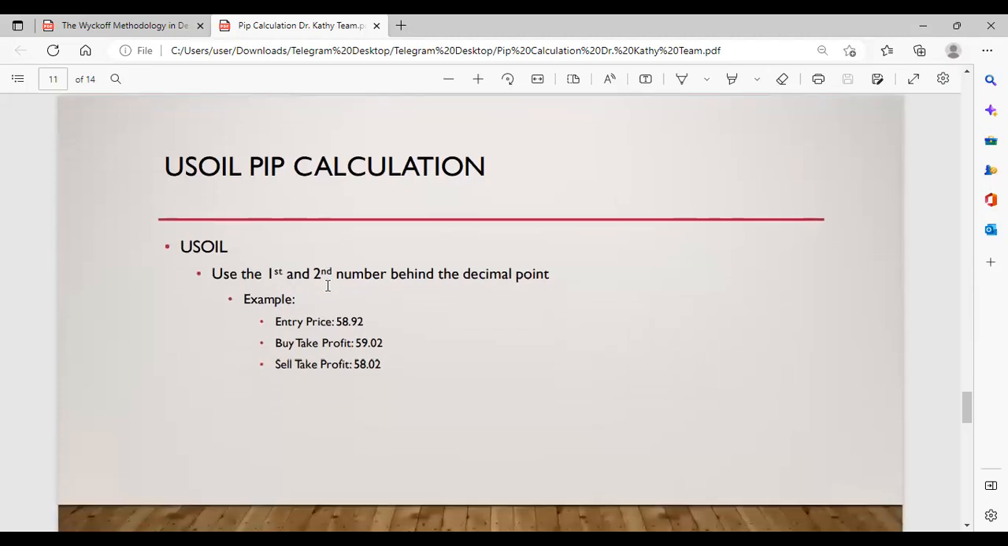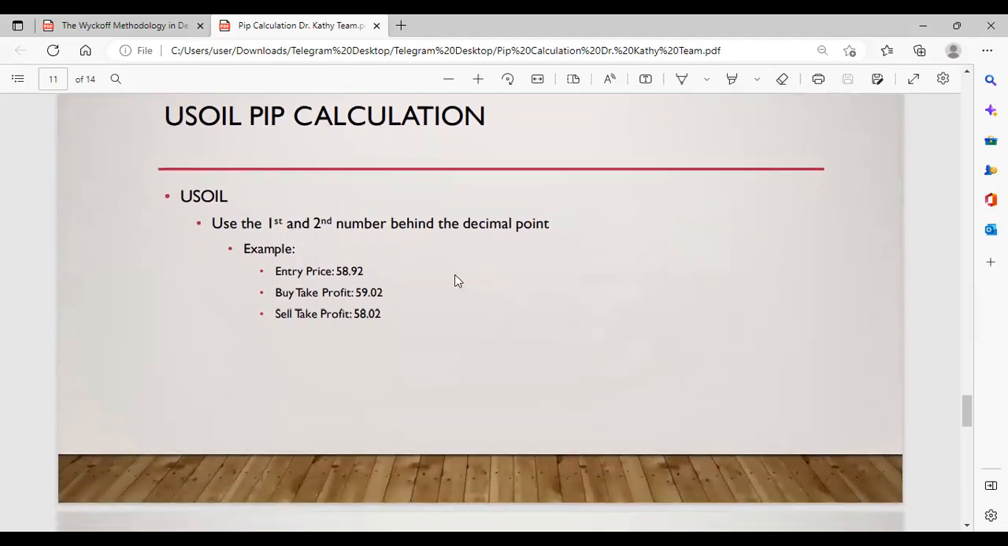US oil pip calculation. So different as well. Use the first and the second number behind the decimal point. Example, you see the entry is 58.92. Buy take profit, that's an addition of 10 pips, going to give us 59.02. Sell take profit is going to give us 58.02, right?